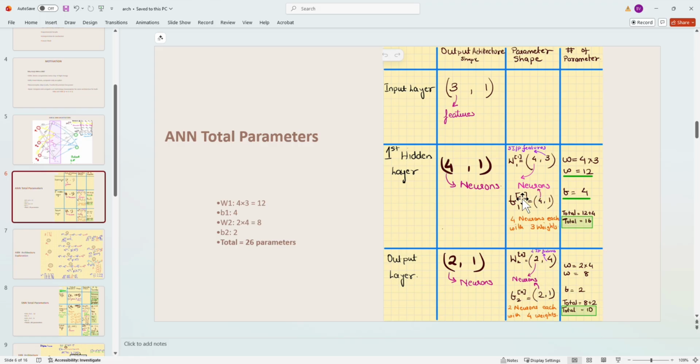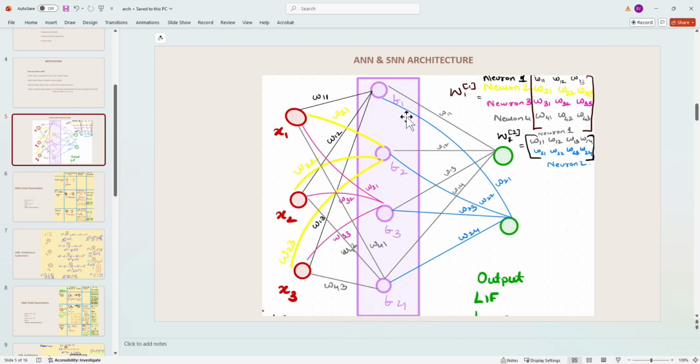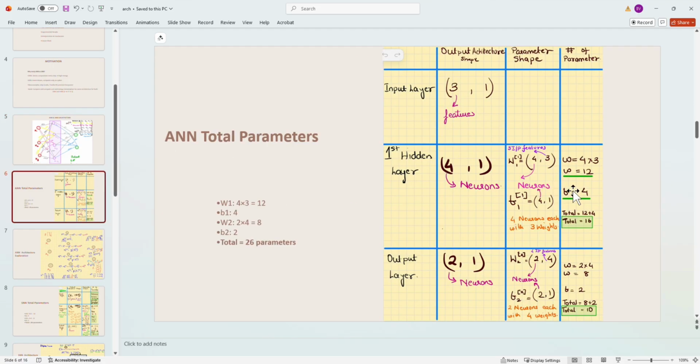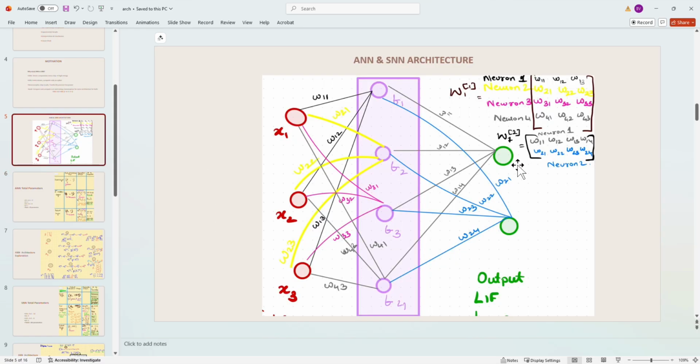The biases are 4 rows and 1 column, one bias for each neuron: bias 1, bias 2, bias 3, bias 4. Similarly, the output layer is going to have 2 biases, one for each neuron, bias 1 and bias 2.